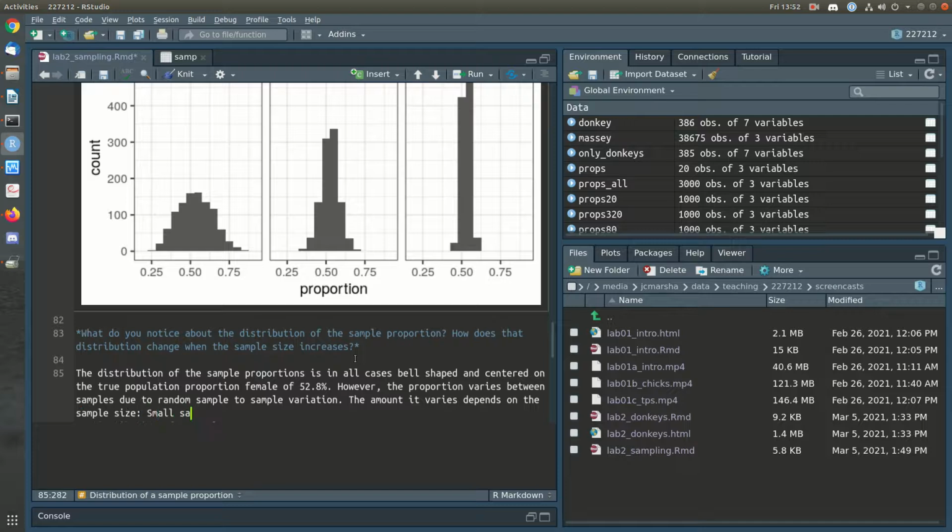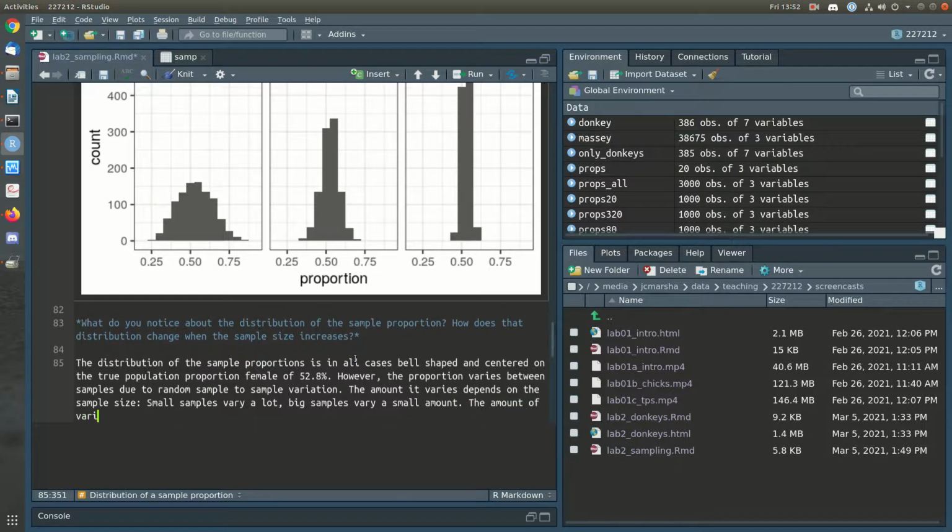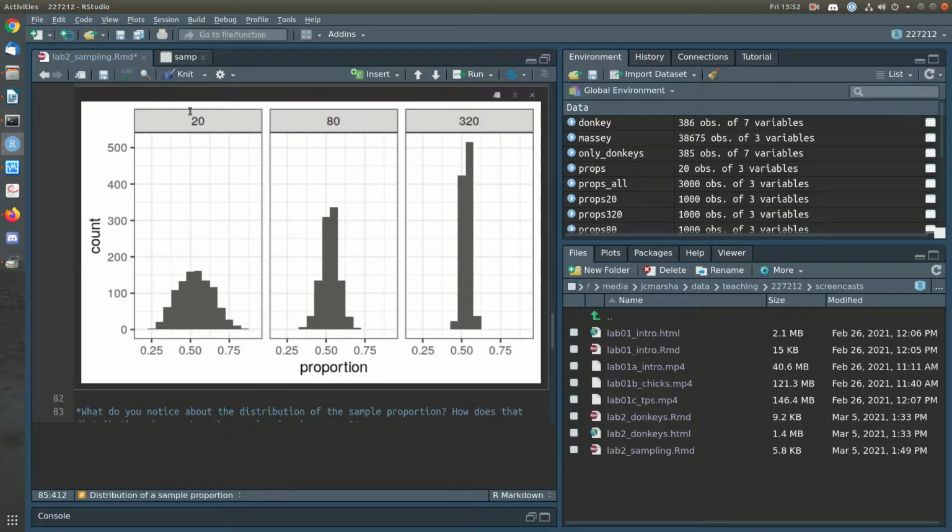Small samples vary a lot. Big samples vary a small amount. The amount of variation roughly halves for each quadrupling of the sample size. Right, so as we quadruple the sample size from 20 to 80, the amount of variation halves, and as we quadruple it again, it halves again.